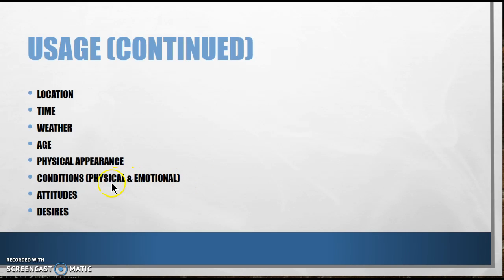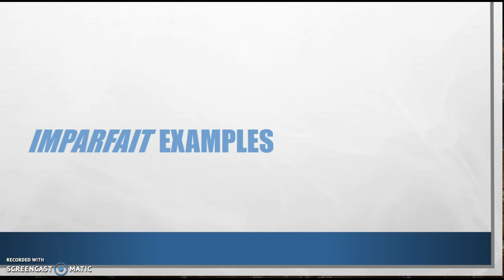Conditions, these can be physical and emotional, so I'll show you some examples of these in a moment, but physical conditions would be things like I'm hungry, I'm tired, I'm thirsty. Emotional things, that's obvious, but just feelings. Attitudes and desires. So let's take a look at some examples of how these verbs are used.